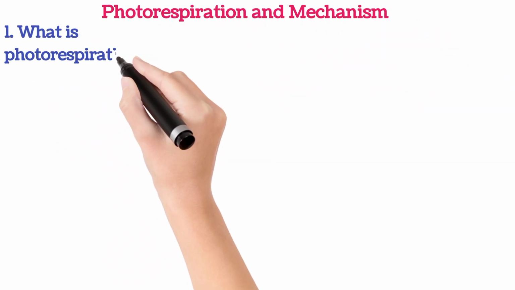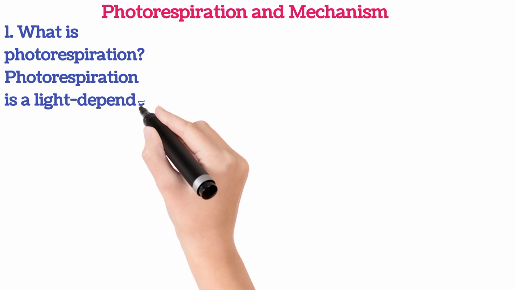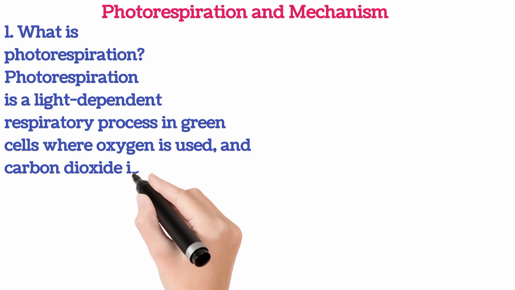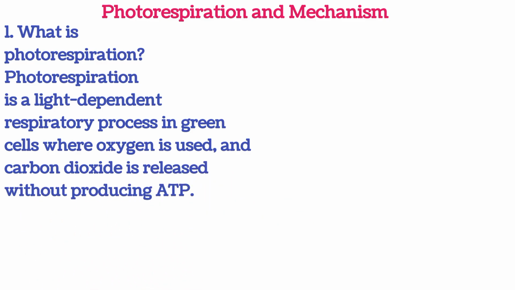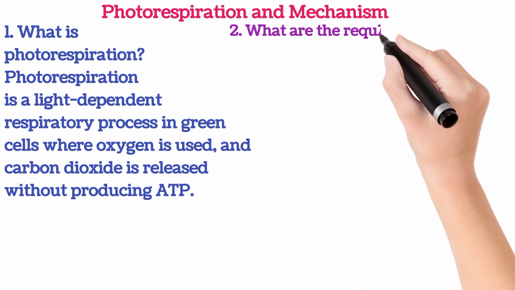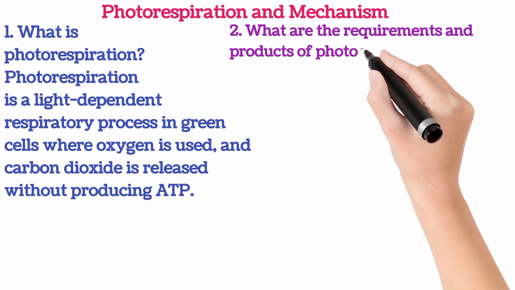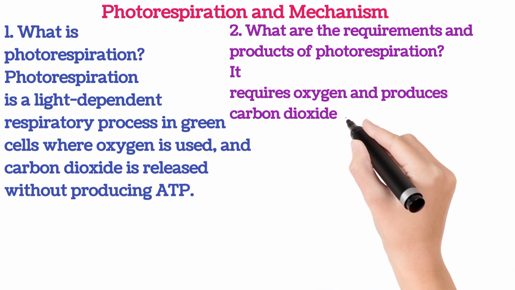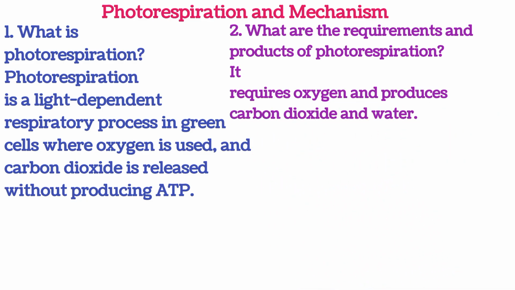Photorespiration and mechanism. 1. What is photorespiration? Photorespiration is a light-dependent respiratory process in green cells where oxygen is used, and carbon dioxide is released without producing ATP. 2. What are the requirements and products of photorespiration? It requires oxygen and produces carbon dioxide and water.